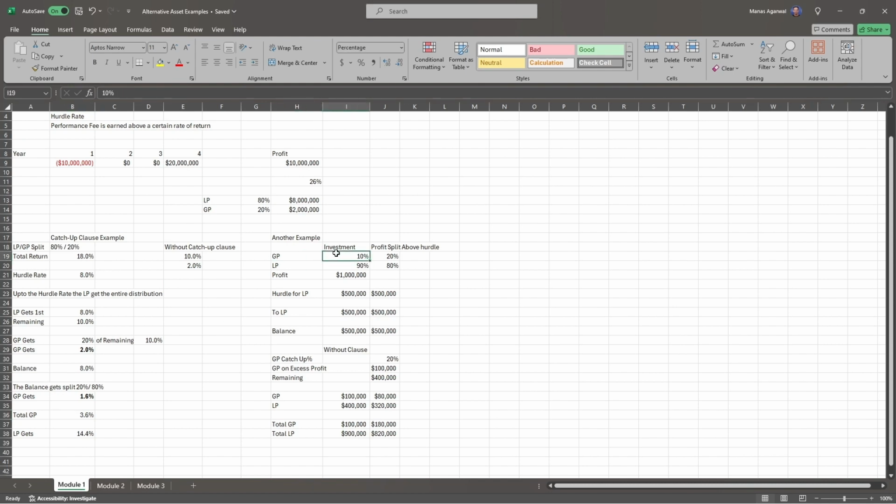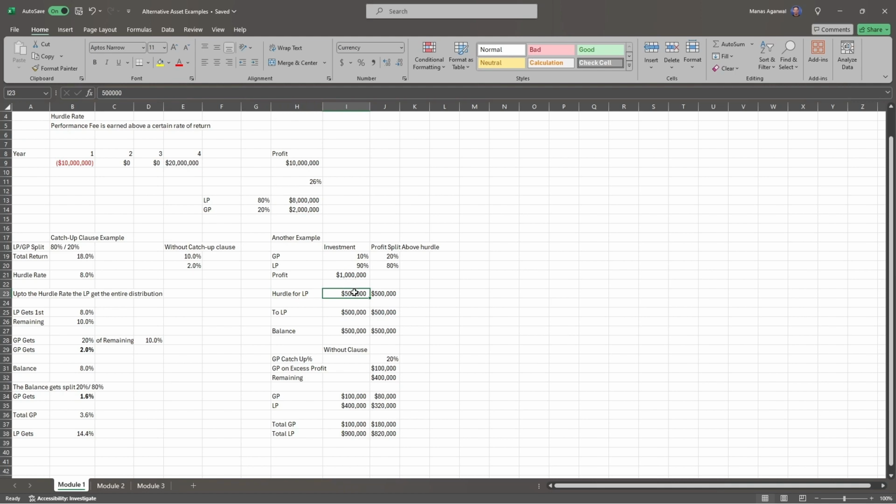So let's say the split over here is 20 and 80 like earlier, and the profit for the project is $1 million. So instead of percentages, we'll go by hard numbers, so it's a little easier to understand. So we have a $1 million profit.